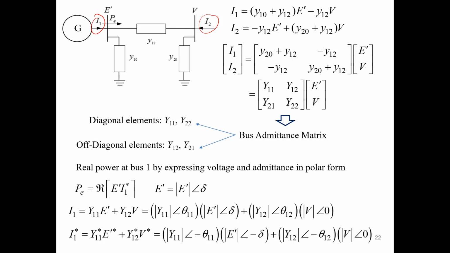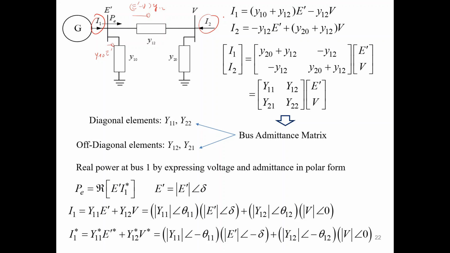Okay, so we see the current being injected to the left side, which is the sending end or internal EMF, is y10 times E prime. This is this current here. And the current flowing from E prime to V is (E prime minus V) times y12, right? So we just rewrite these two, because I1 is the sum of these two.